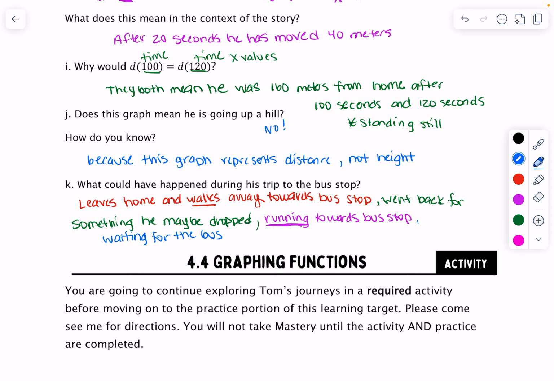Okay, I want you to be able to understand what the x-axis and y-axis represents. I want you to be able to find the domain and range, use function notation to find whatever the x-axis is representing and the y-axis is representing. And I want you to be able to tell a story by looking at it.